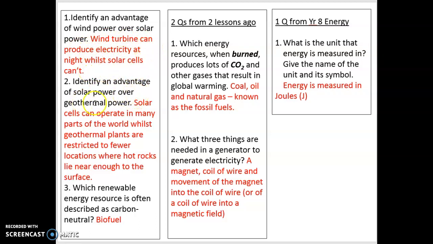All right, an advantage of solar power over geothermal. Make sure you're comparing the right ones. So solar cells can operate in many parts of the world, while geothermal plants are restricted to fewer locations where hot rocks lie near enough to the surface.